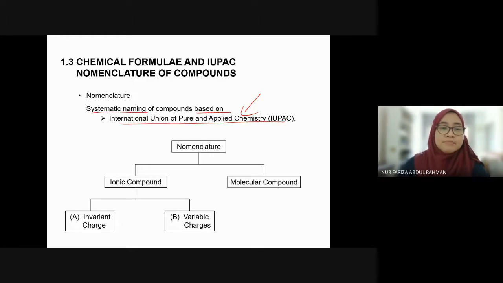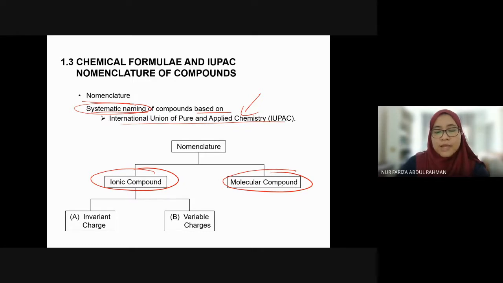Okay, so nomenclature means systematic naming based on IUPAC. We can divide the naming of a compound based on the type of the compound itself. So we have ionic compound and molecular compound. Before we could go further, you need to know how to identify whether it is an ionic compound or molecular compound. I'm sure you are already familiar with ionic compound.